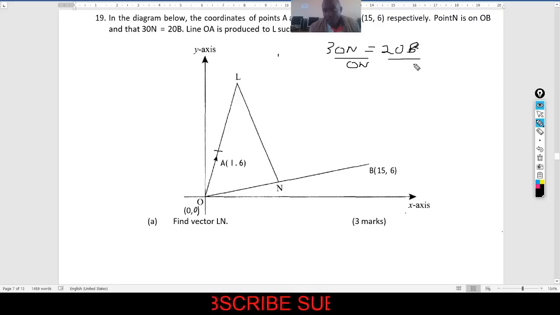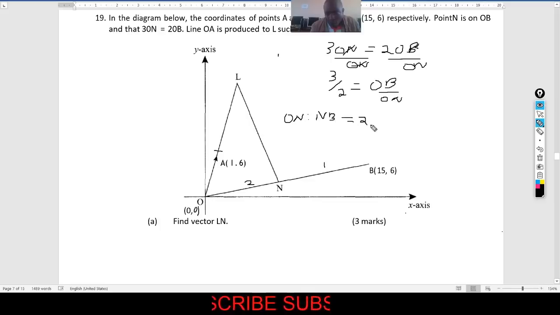if I have ON, then 2, I divide here, this ON goes. If I bring 2 to the other side, I divide by 2 here, it will be 3 all over 2 equals OB all over ON. This tells me that from O to N is 2, and then O to B is 3. So that means N to B is 1. So the ratio of ON to NB is 2:1. And then I also interpret the other one.